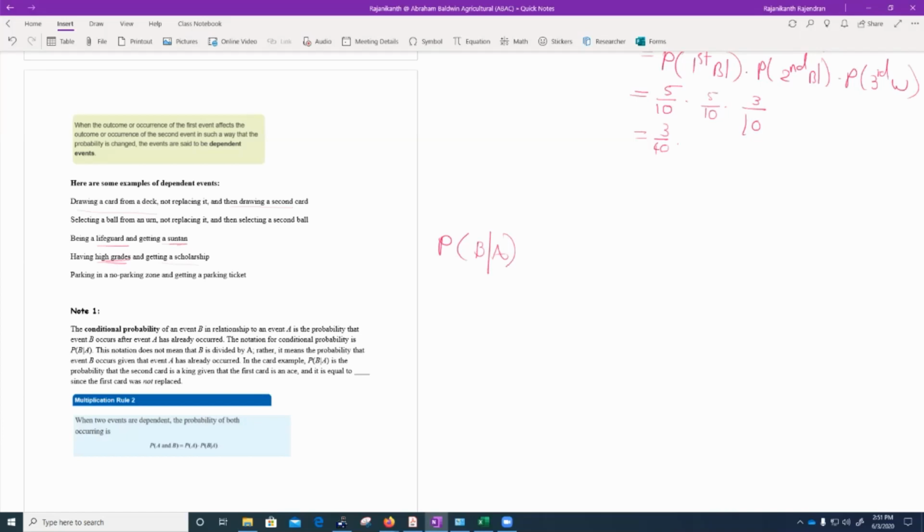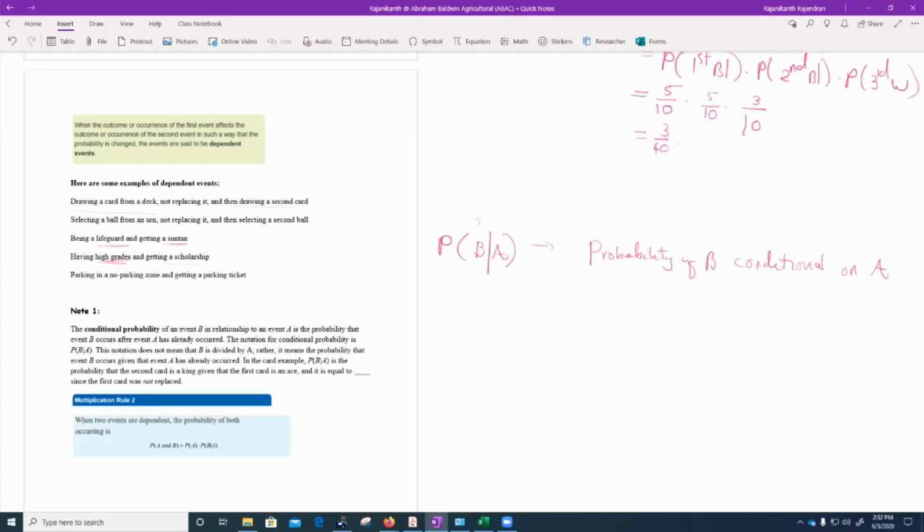Okay. So how do you read this? We have to read it like the probability of event B, right? Conditional on event A. Okay. So basically, we are looking for the event B probability. So this is our task. Okay. But we are imposing the condition. What is that condition? We already know that event A has happened, right?